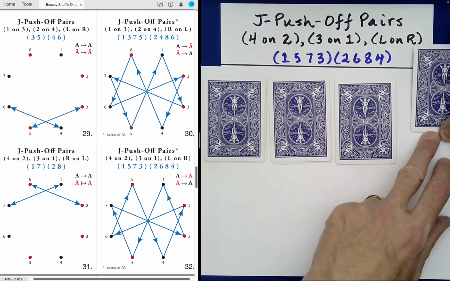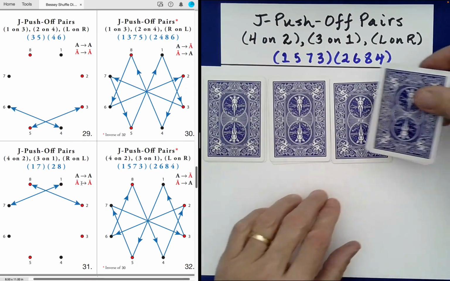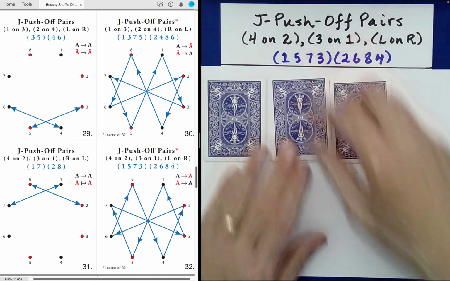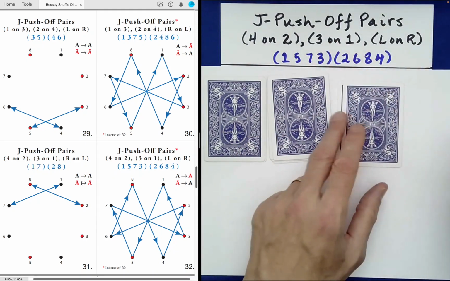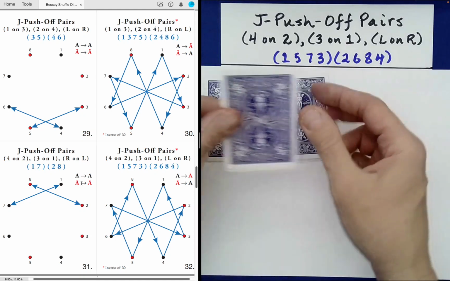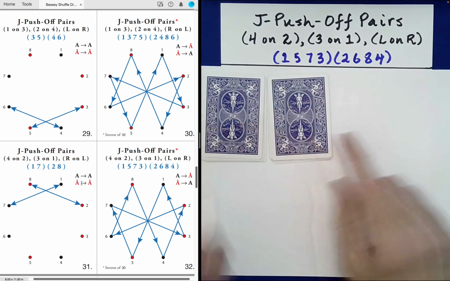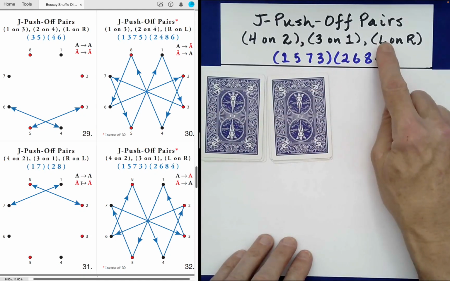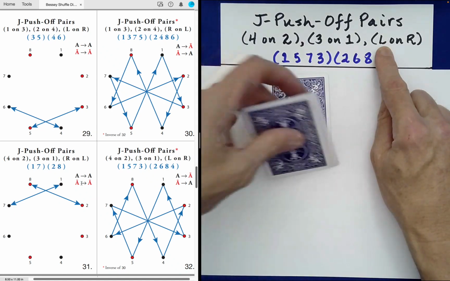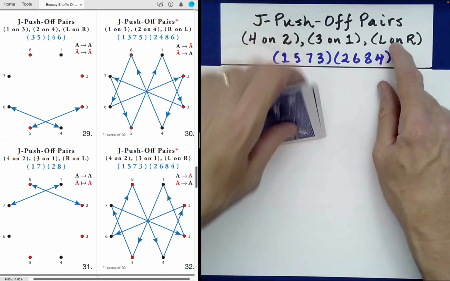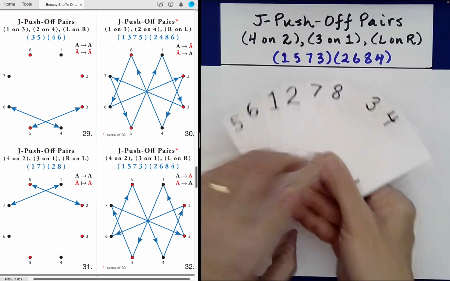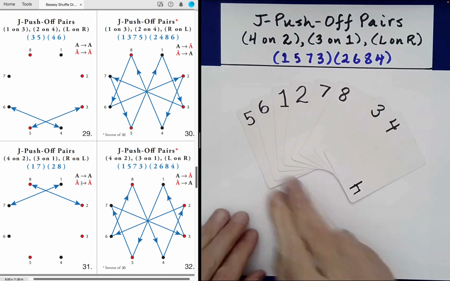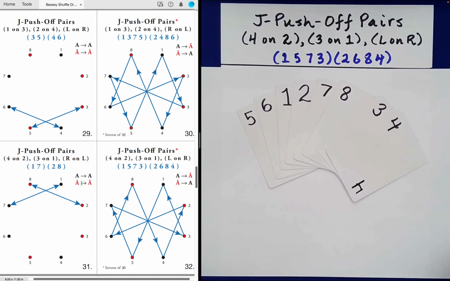This is pile 4. It leaps over pile 3 and gets stacked on top of pile 2. Pile 3 leaps over pile 2 and gets stacked on top of pile 1. And now we're going to stack the left pile on top of the right. So what is the new ordering that results from this shuffle? Well, it's the following. 5, 6, 1, 2, 7, 8, 3, 4.